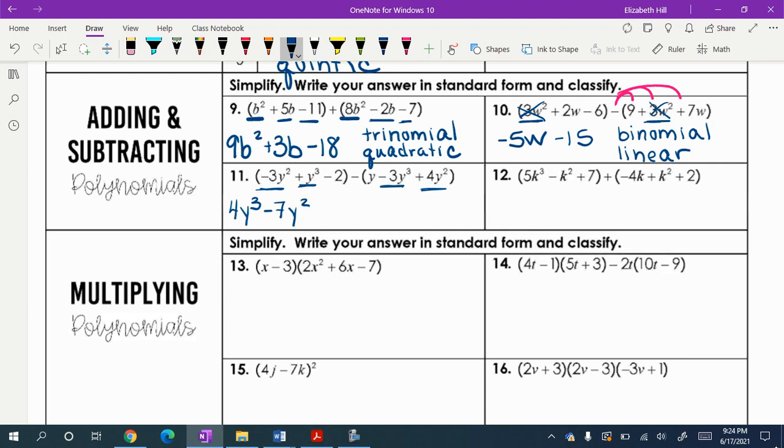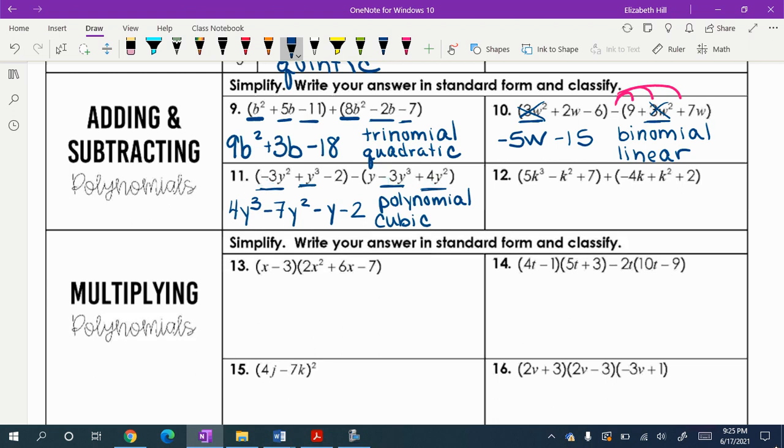I then have y, but I don't have any y's in the first, so I'm subtracting that, so that's going to be a negative 1y. And I still have that negative 2 hanging out there. I now have 4 terms, so this is a polynomial, and its degree is third, so it is a cubic polynomial.